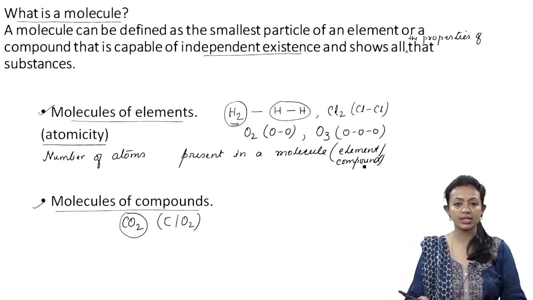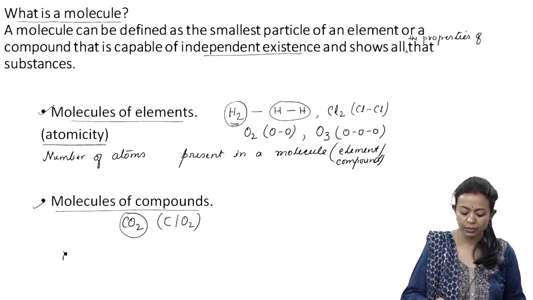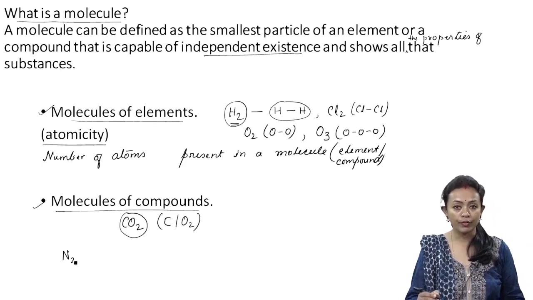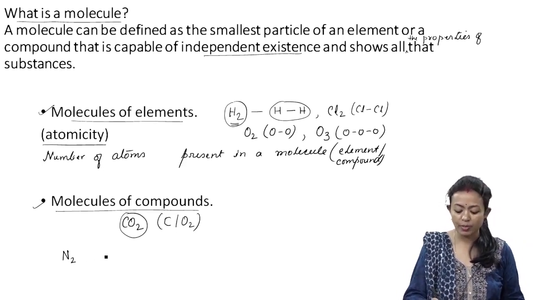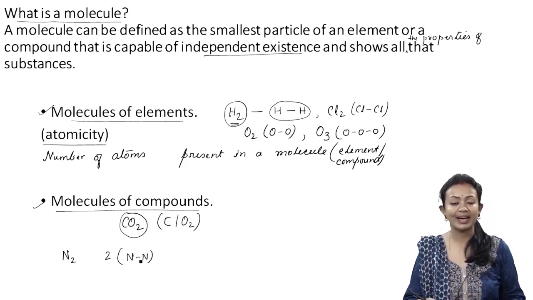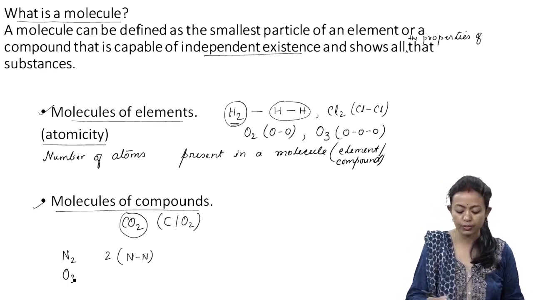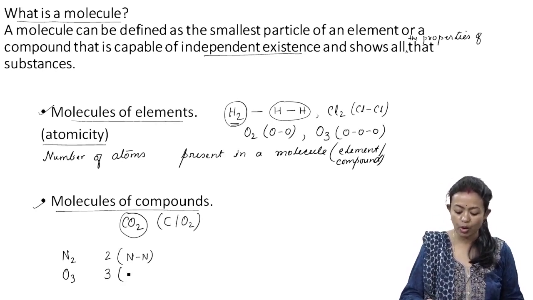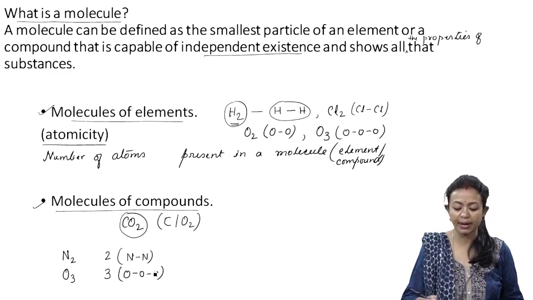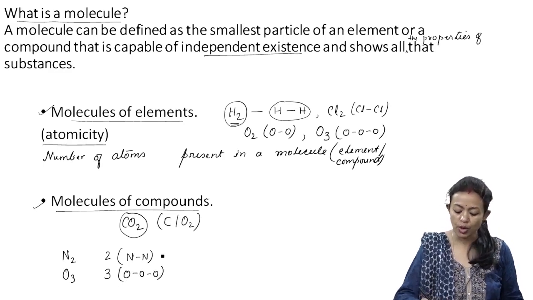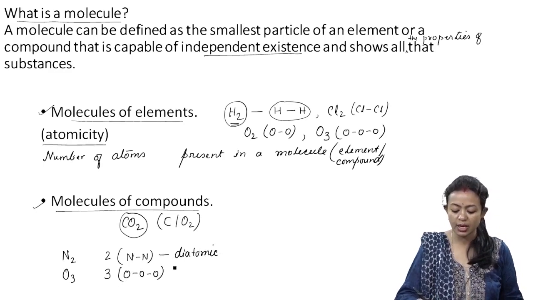Now if I ask you what is the atomicity of nitrogen, the formula of nitrogen is N2, so the atomicity is 2. Why? Because there are 2 atoms of nitrogen that combine to form a molecule. What is the atomicity of the ozone molecule? It is 3, right? Why? Because 3 atoms of oxygen combine to form ozone. So nitrogen is known as diatomic because there are 2 atoms, whereas ozone is known as triatomic.